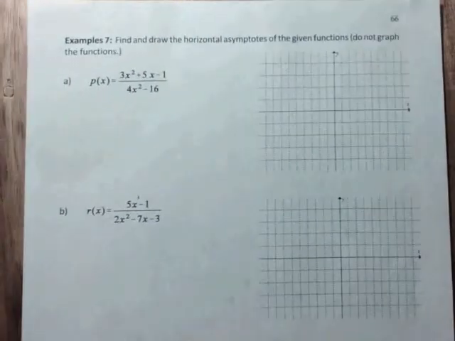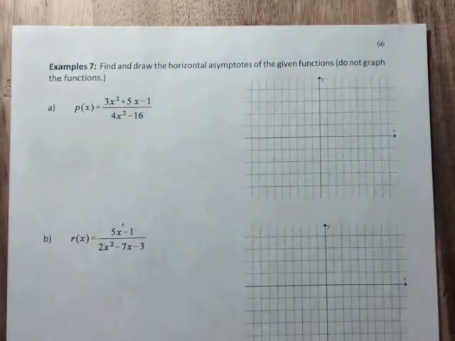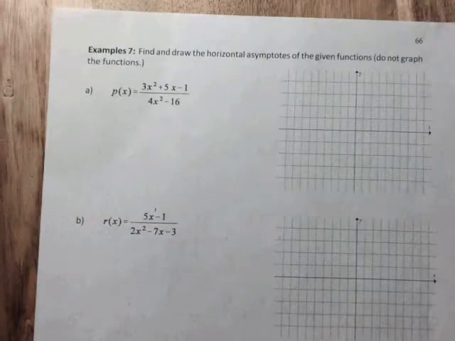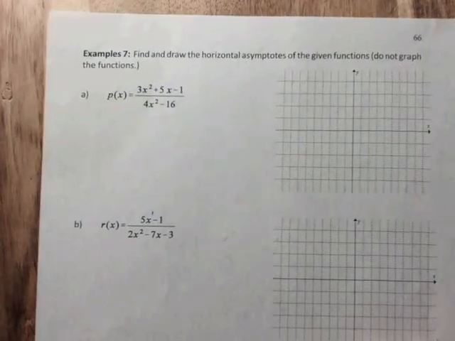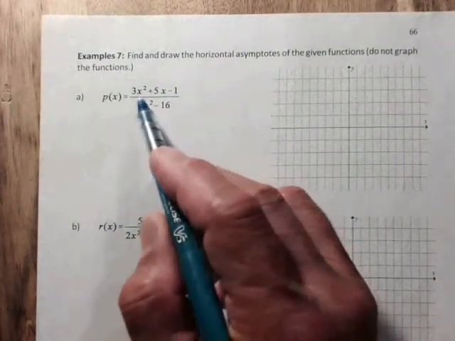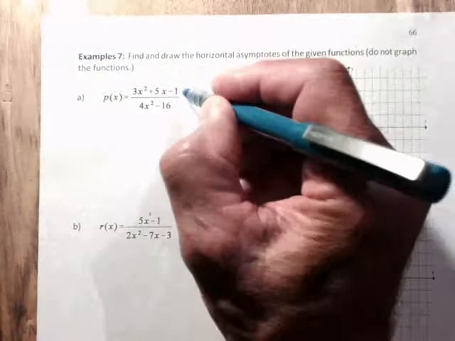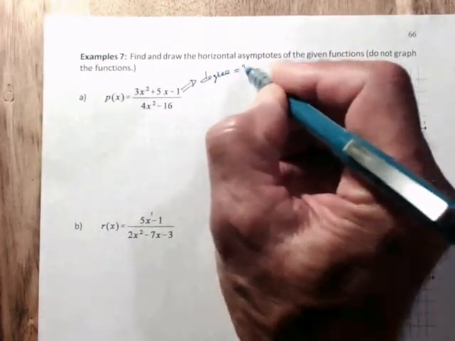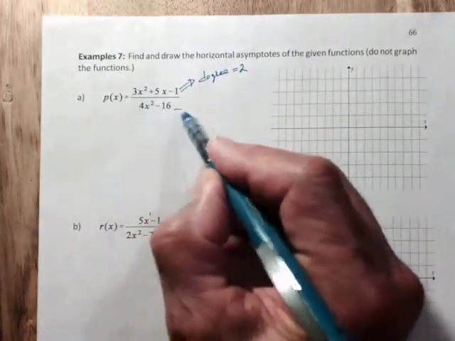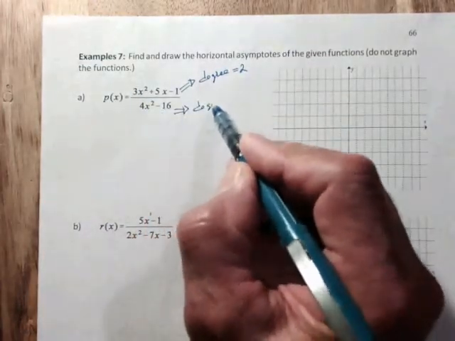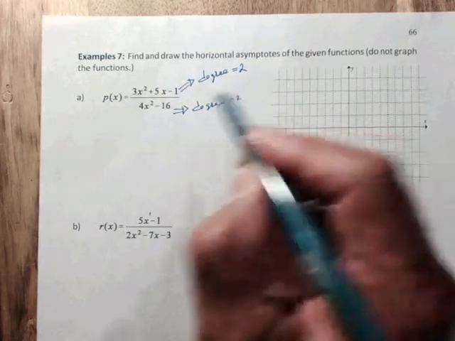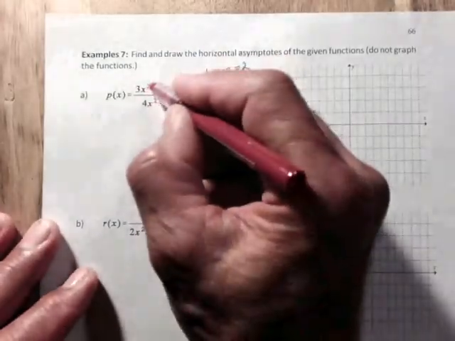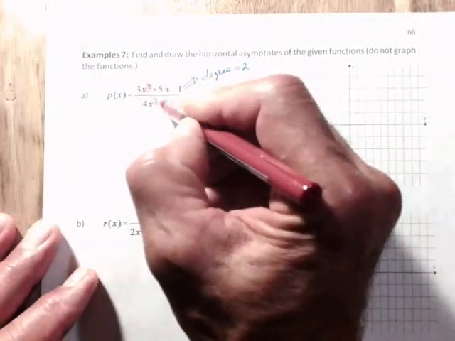Here we go. It says find and draw the horizontal asymptote of the given functions. Okay. You see, degree of the numerator, so this degree equal to 2. You see, degree equal to 2 as well. You see, let me just circle them with red. This is degree 2 and this is degree 2.